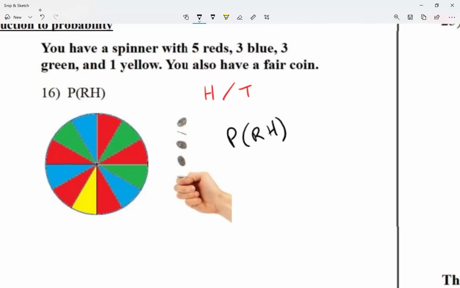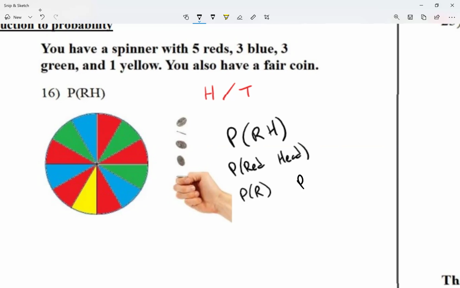So we have to understand how to read probability. The first thing is the spinner. I'm asking what's the probability that I get red on the spinner, and the H means I get heads on the coin. So let me take a look at each of the probabilities: the probability that I get red, and the probability that I get heads.